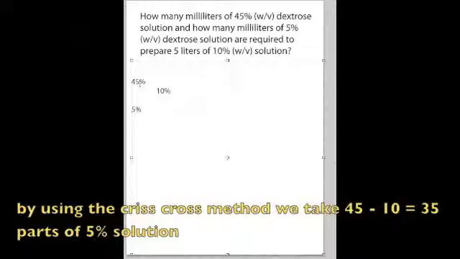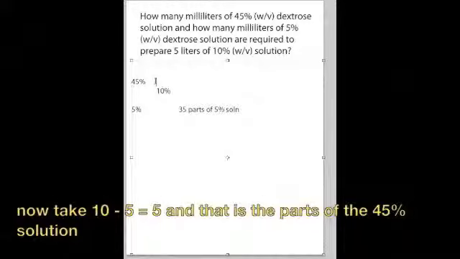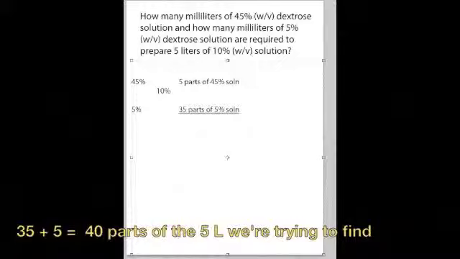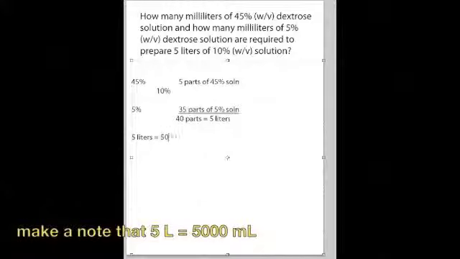By using the crisscross method, we take 45 minus 10, which equals 35, which is the parts of the 5% solution. Now take 10 minus 5, which equals 5, and that is the parts of the 45% solution. Now we want to add the 2 parts together to get the total. 35 plus 5 equals 40 parts of the 5 liters we're trying to find. Make a note that 5 liters equals 5,000 mLs.